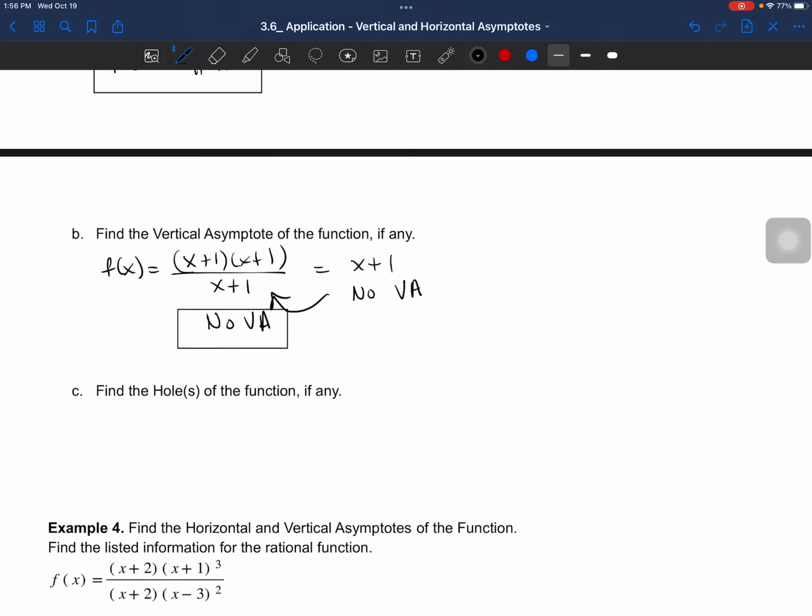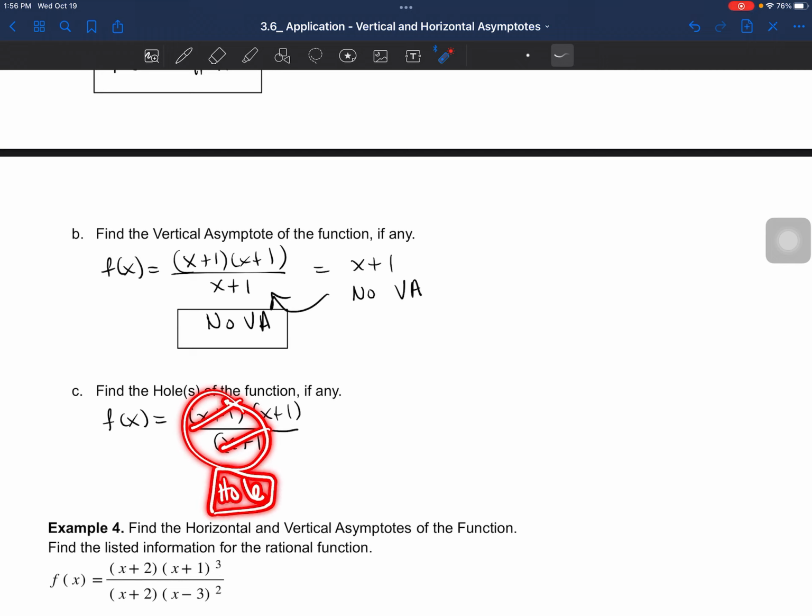And then finally, the hole, right? There is a hole in this problem, and we can find it anytime we cancel a factor, as we mentioned in the previous video. Whenever you cancel a factor in the numerator and denominator, this is a sign that the function has a hole. And where is that hole going to be? It's going to be where x plus 1 equals 0.